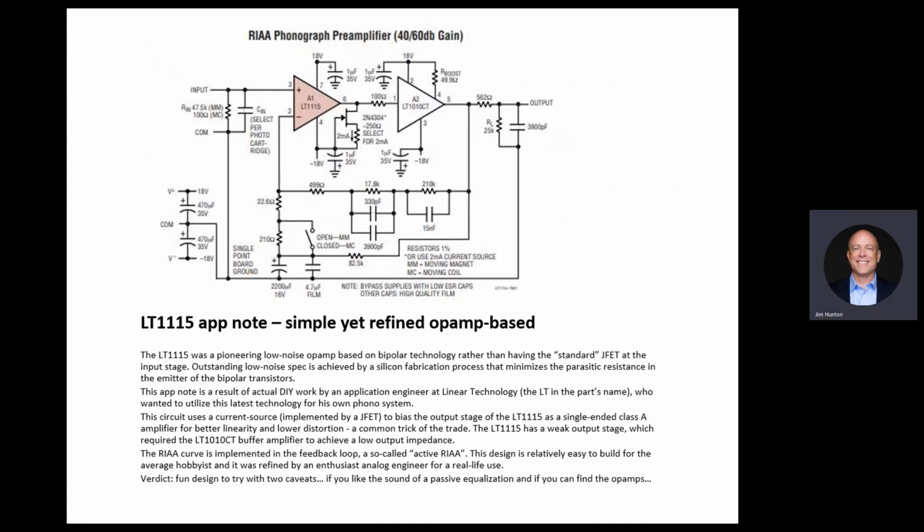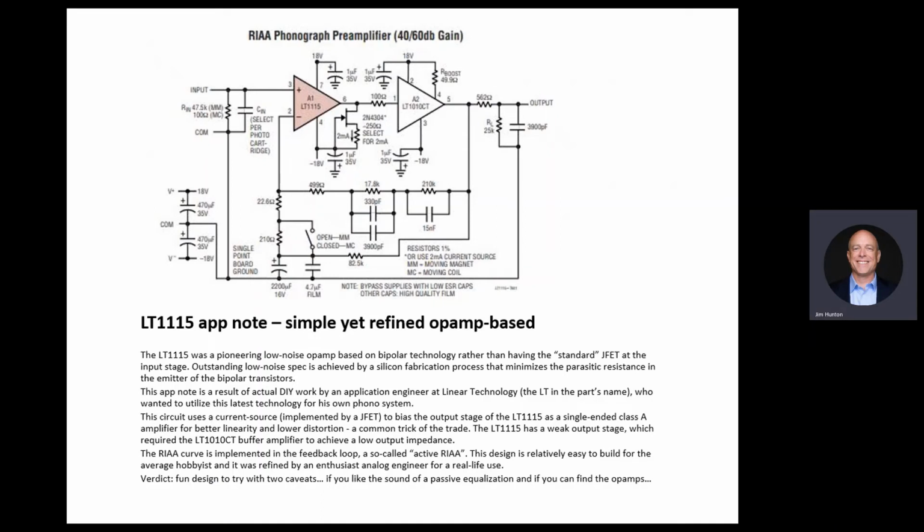This is a circuit that was put together by a guy that actually used it, the application engineer at Linear Technology. And he biased the amplifiers. As good and expensive as this amplifier was, it's not class A on the output. So by putting a current source here, you bias it into class A. It's a current source load, essentially.